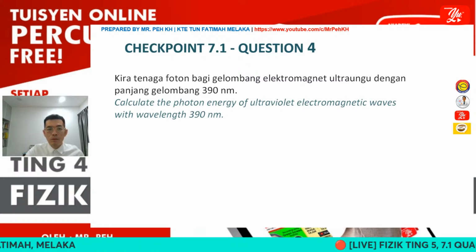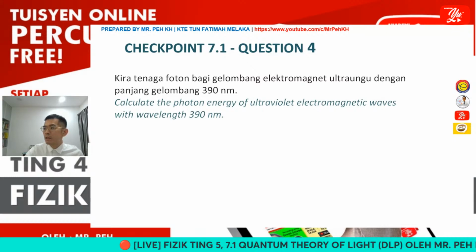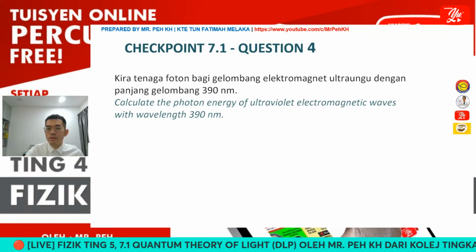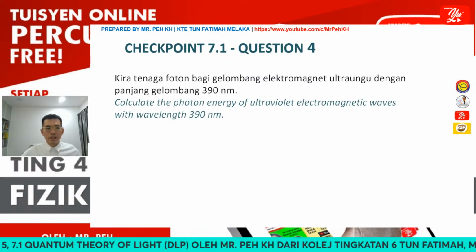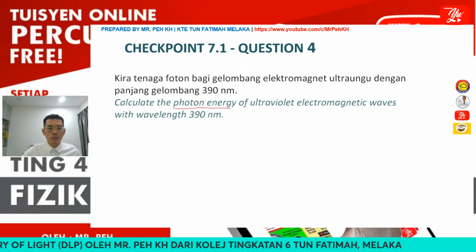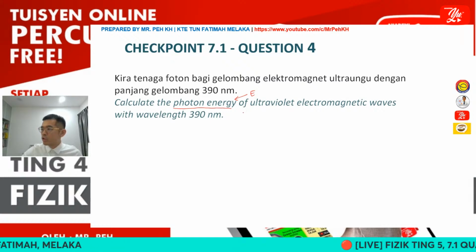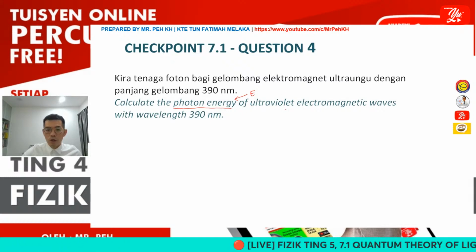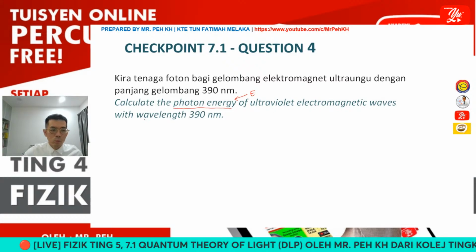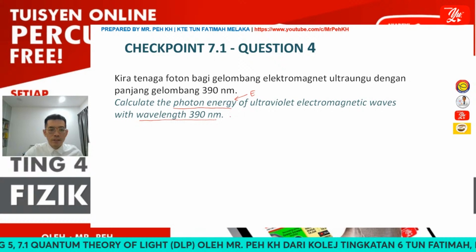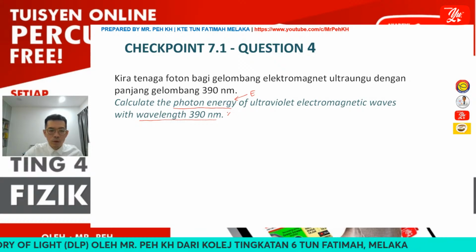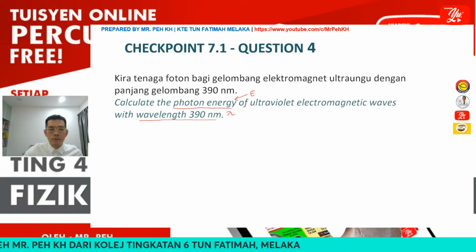Okay, so question number 4 here is also another calculation question, applying the formula we learned in learning standard 2. Okay, so calculate the photon energy again. For photon energy, you can just state the symbol, then you can know which formula you are going to select for your calculation. Okay, so to calculate the photon energy of an ultraviolet electromagnetic wave with wavelength 390 nanometer, the wavelength will be this symbol.